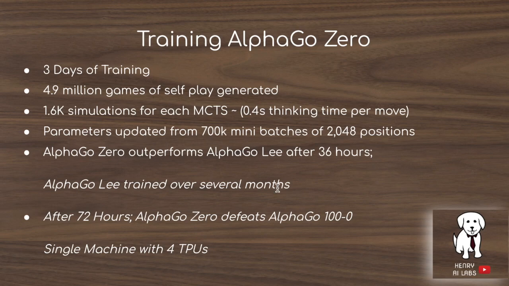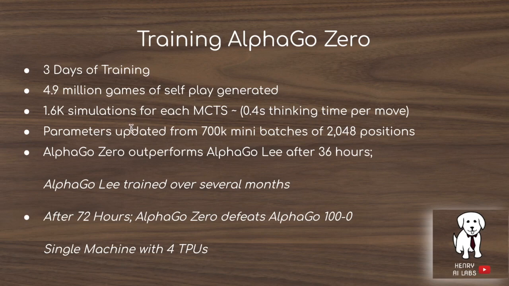3 days. In this 3 days of training, they get 4.9 million games of self-play, with each move in the self-play loop having 1.6 thousand simulations for the Monte Carlo tree search, amounting to about half a second of thinking time per move. Thinking time describes this simulation in the Monte Carlo tree search.